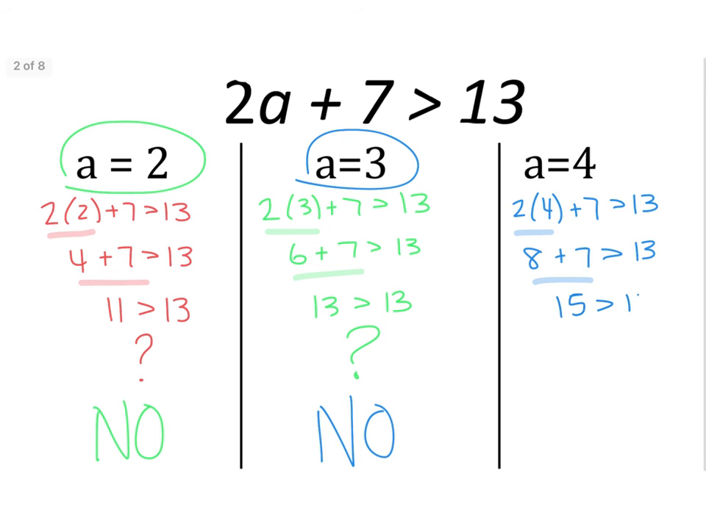Is 15 greater than 13? Question mark. The answer is yes. So that means that a equals 4 is a solution. The other ones are not. So a equals 4 is a solution to this inequality because when we solved it, we got an answer greater than 13.